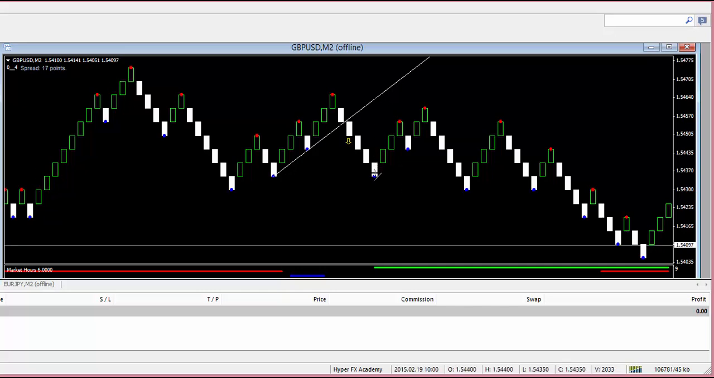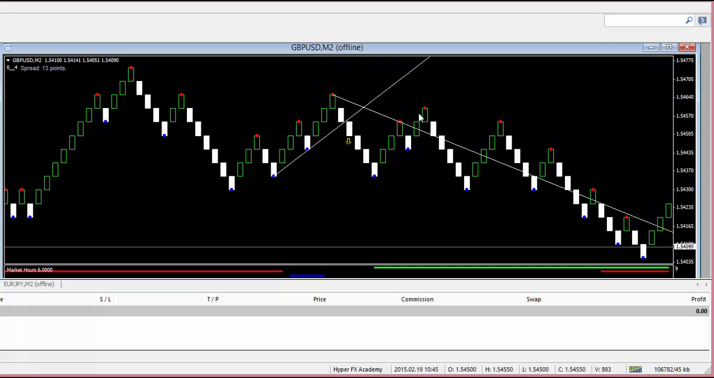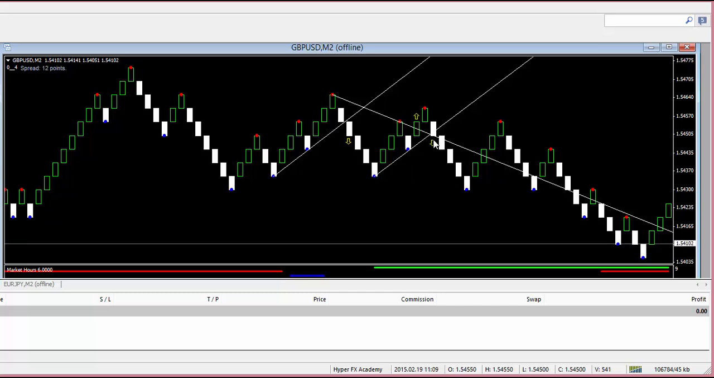Our next entry would have been this up break here. You can see that this was a fake out. It went for 5 pips, but chances are you still would have been in that trade. Once you receive this down break, what you want to do is exit that original signal and get into the opposite. So this is a very important point.